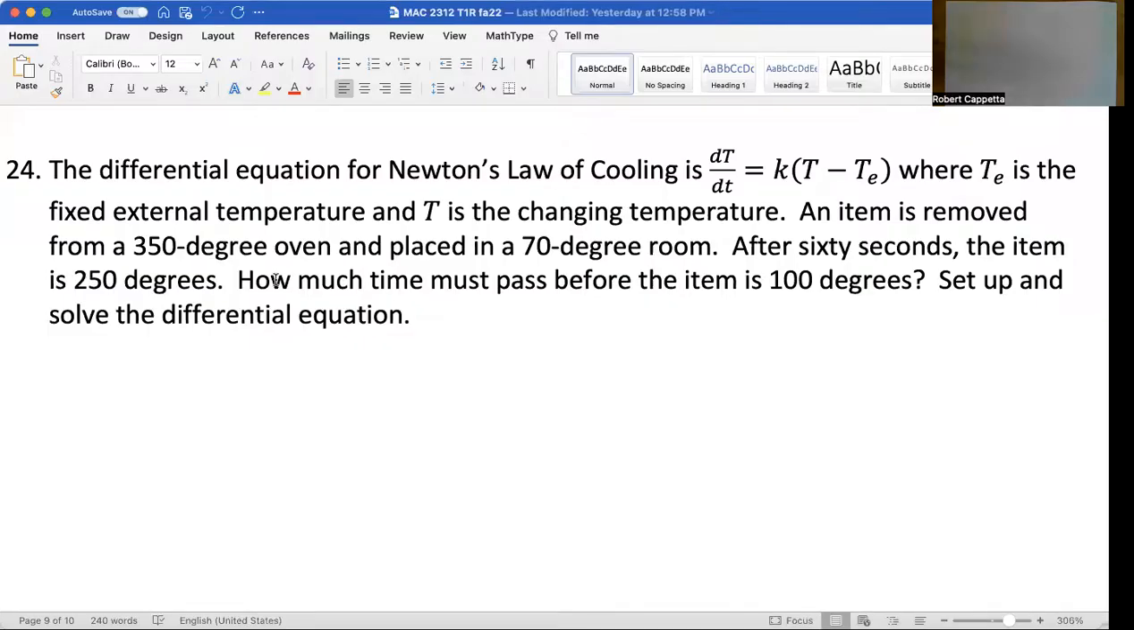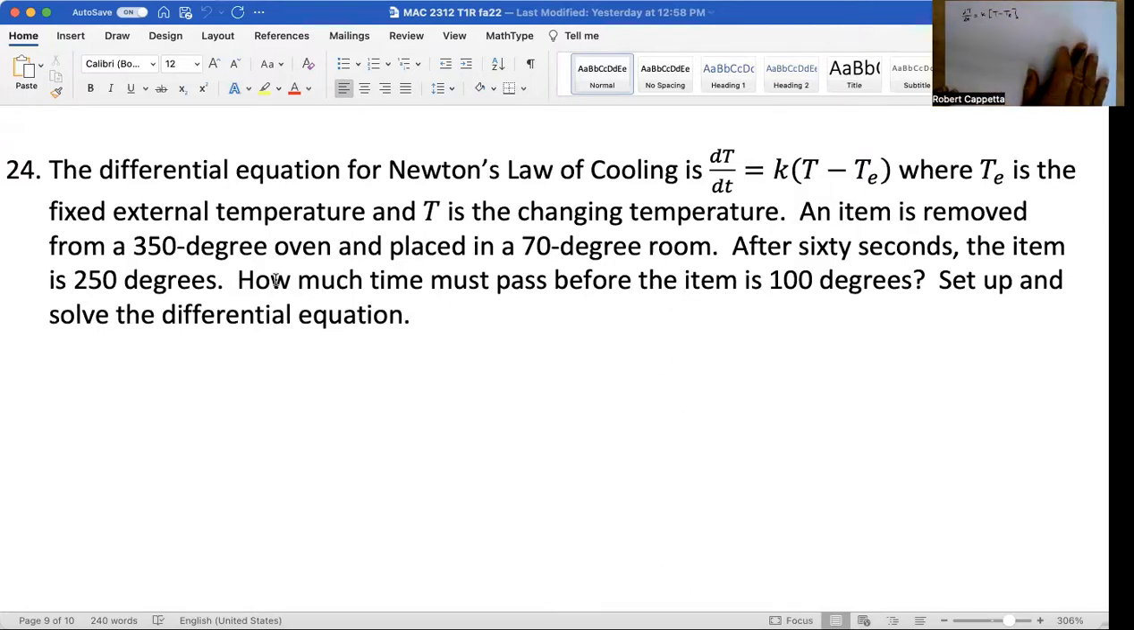Okay, for this problem, we're going to take a look at Newton's law of cooling. So it is telling us that dT, the rate of change of temperature, big T, with respect to time, little t, is some multiple of the difference between the changing temperature and the external temperature. So that's what T_E represents.